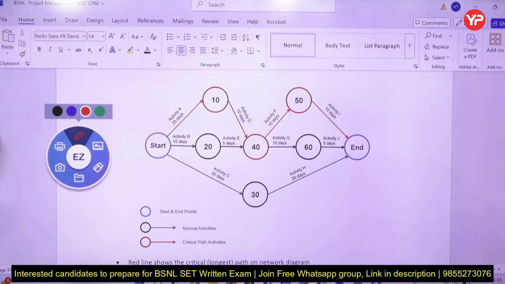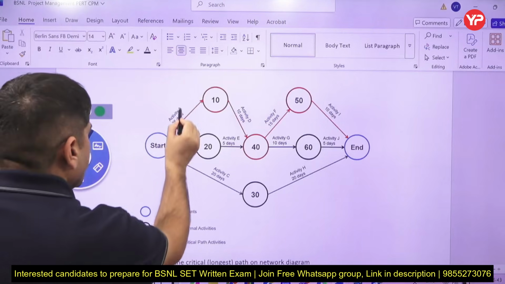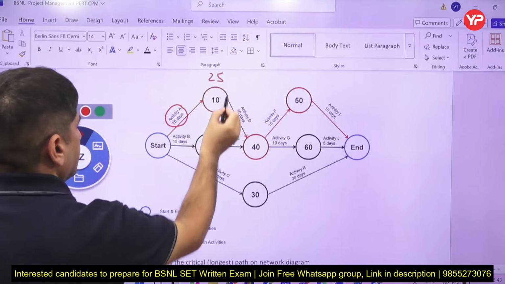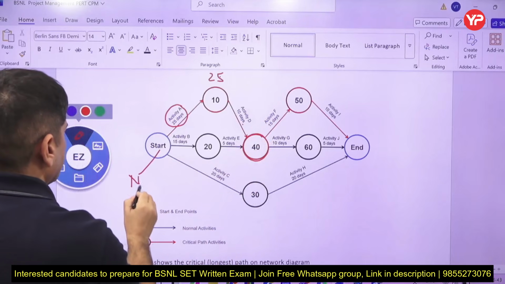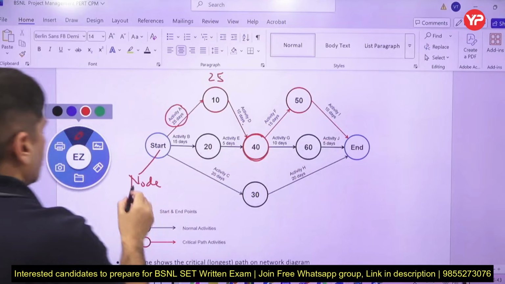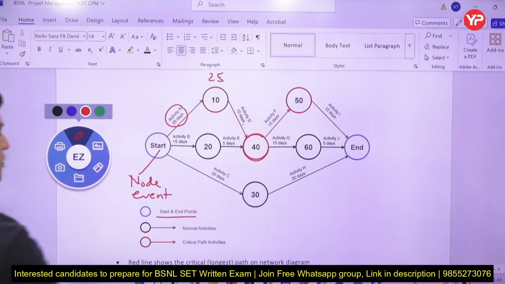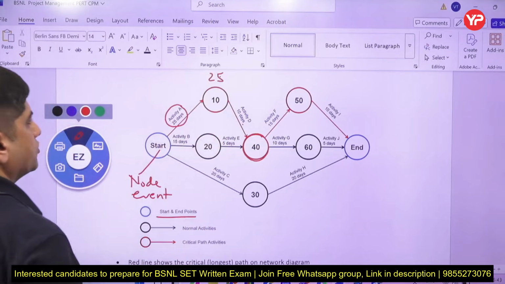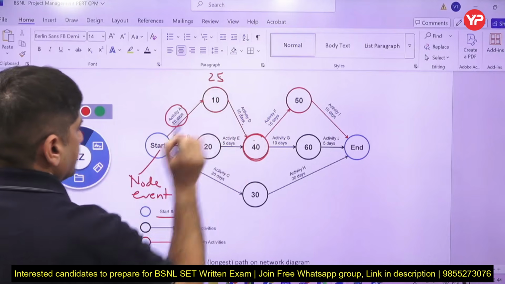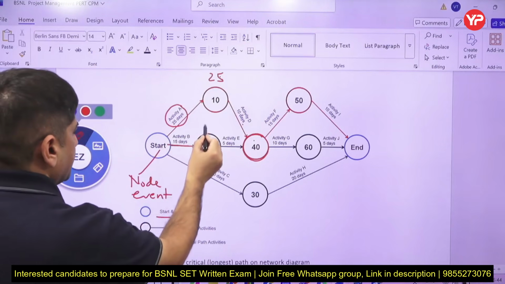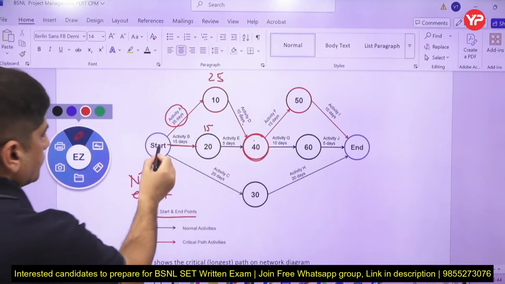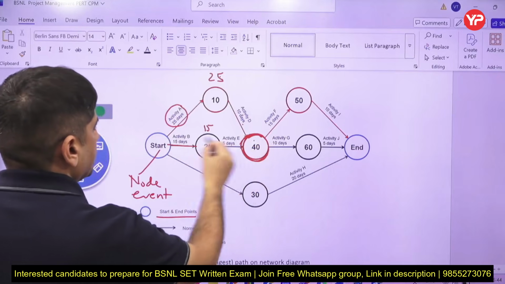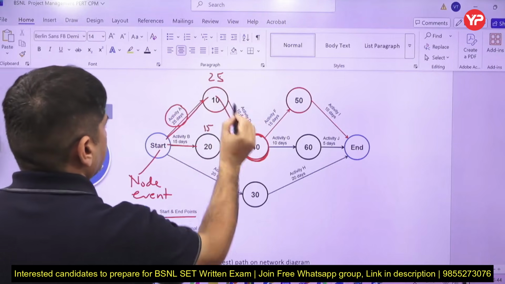Now which is the longest path? Now see this carefully. A takes 25 days, then I reach here. 25 plus 10 more. For reaching to node 40, these are called node. These all circles are nodes, or these are the events, node or events, right? Now from start to 10 node I reach in 25 days. From 25, 10 more, 35. If I go through this, after 15 days I reach 20 point, and after 20 days from this path I reach 40. Now which is the longest path to reach 40? This one is the longest. How many days? 25 plus 10, 35.